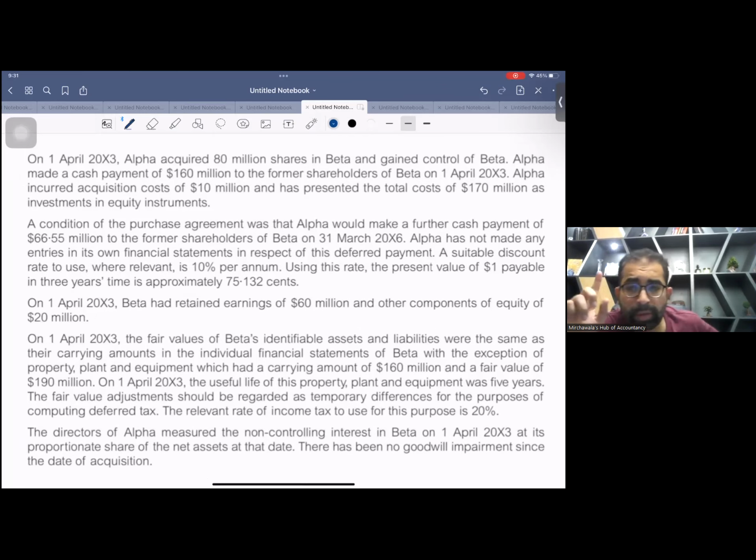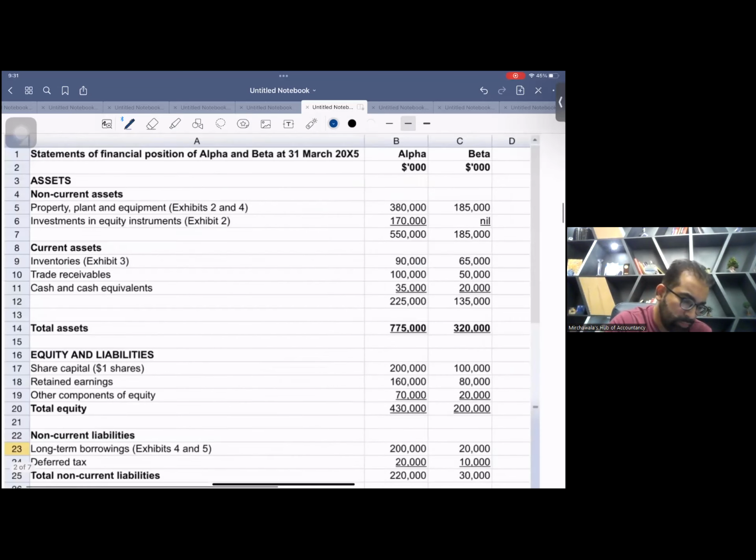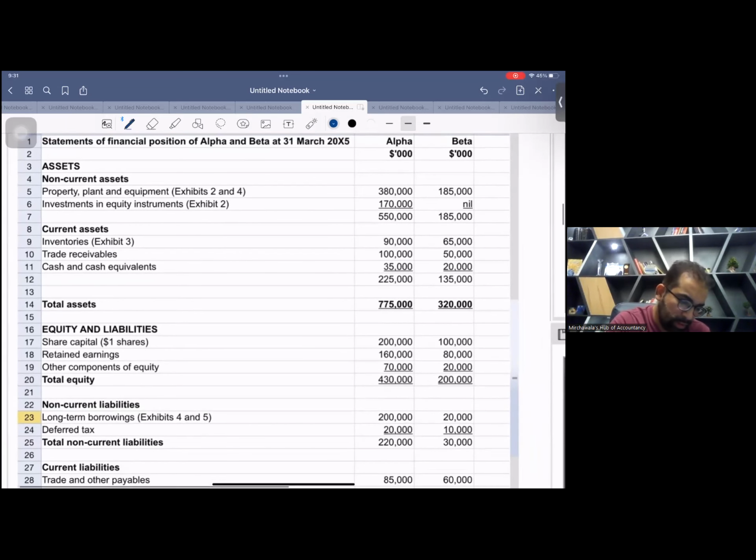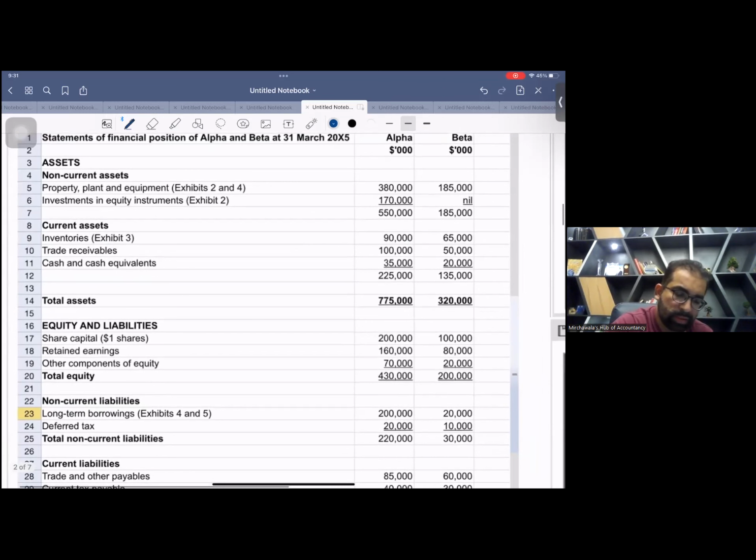Now, the date of your SOFP is 31st March X5. It's better you write it somewhere. Now, on 1st April X3, Alpha acquired 80 million shares in Beta. Now wait, I request you, please take a picture of this, the individual SOFPs. See, S company has issued, you can see, 100,000 shares. The total number of shares issued by S company was 100,000 shares, okay?